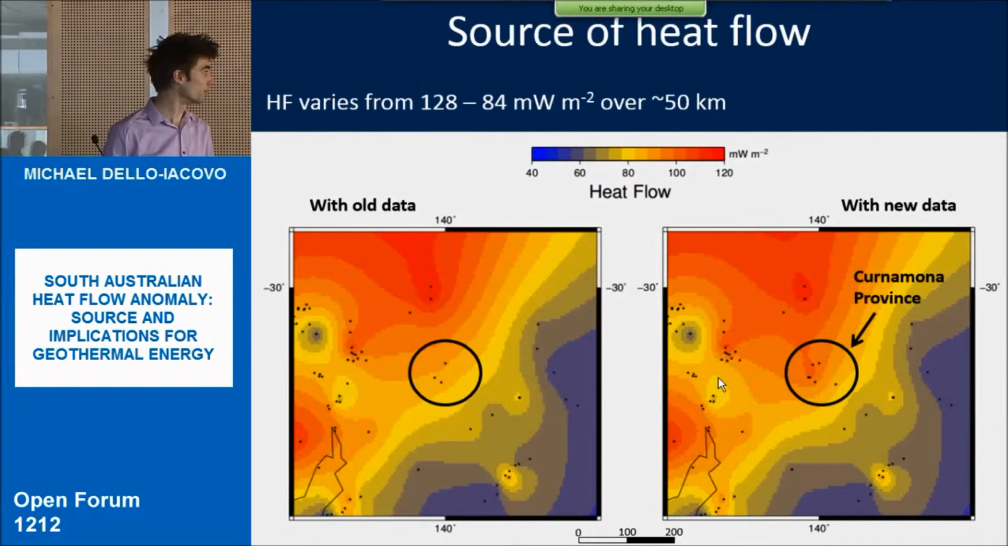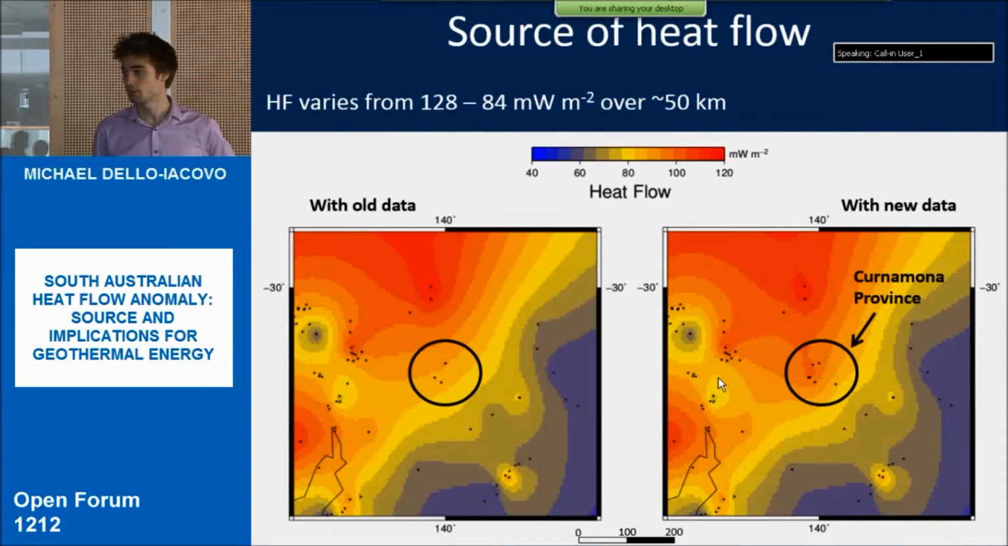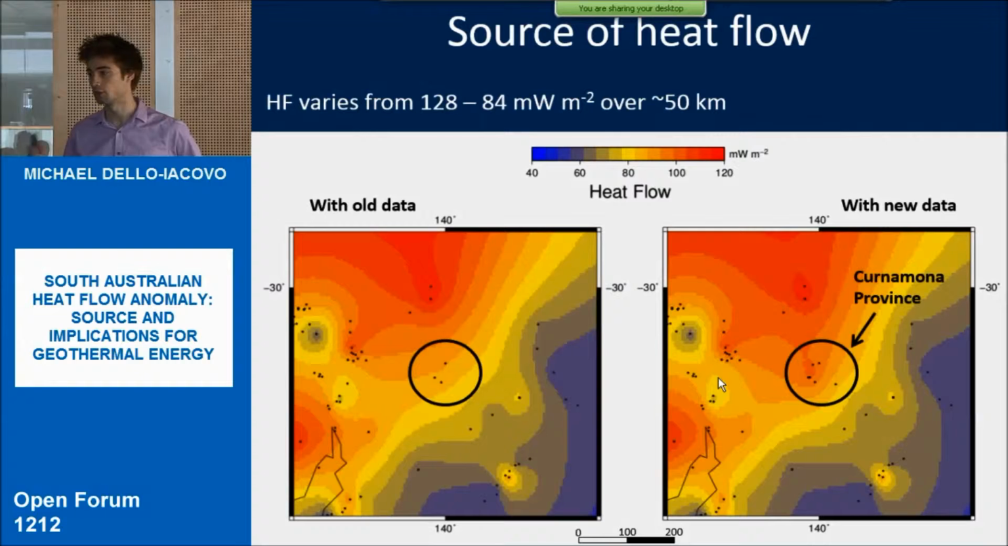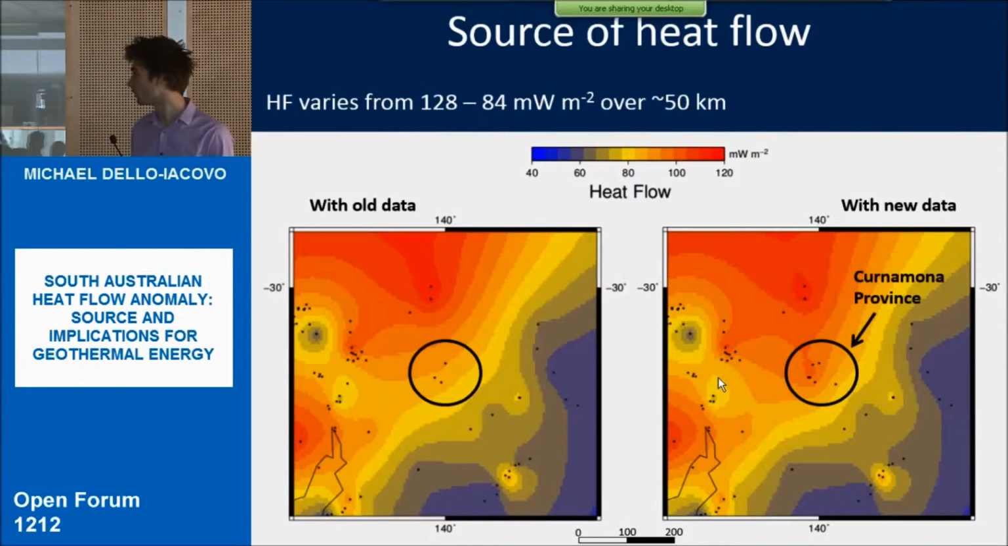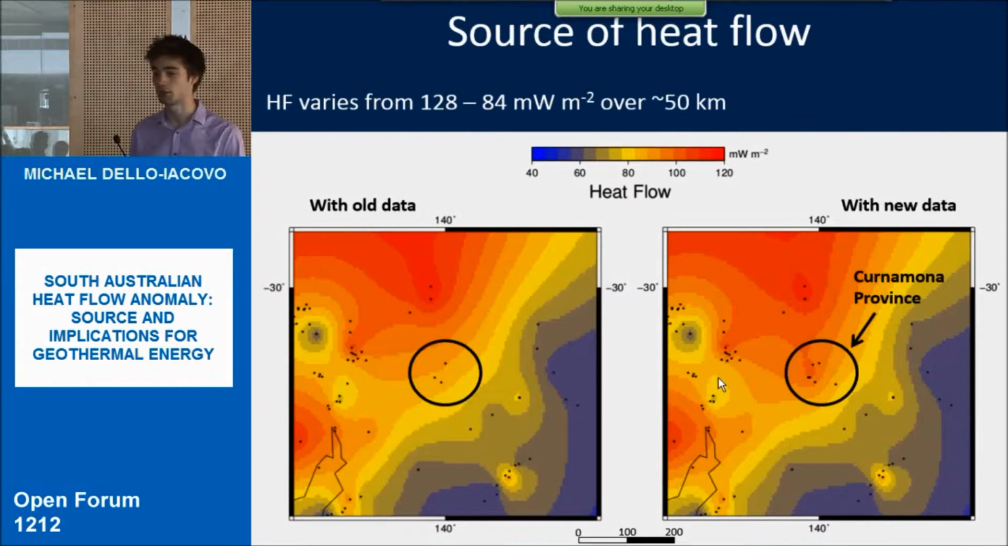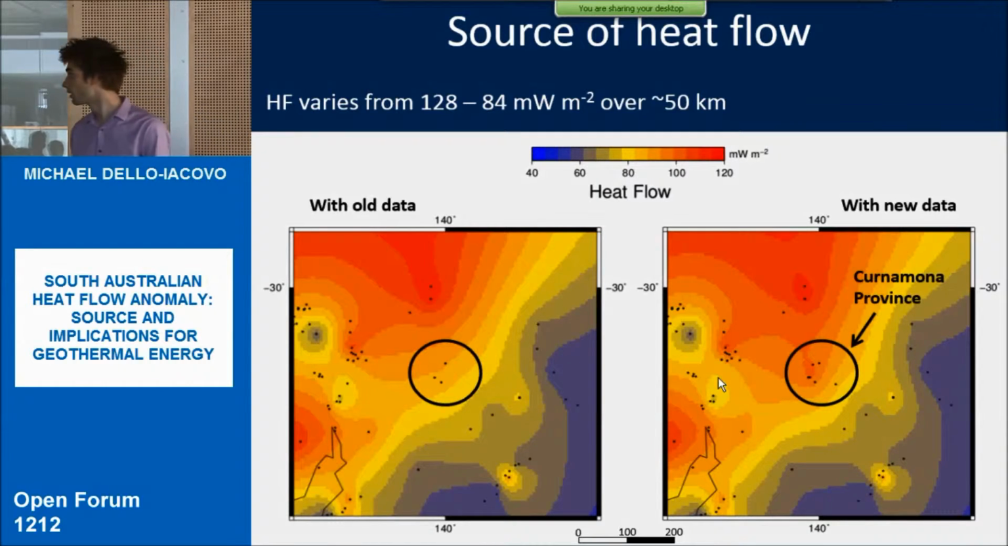So in the region of the Gawler Craton, this is the old data set before our new measurements, and on the right we have our new data set. It's relatively consistent with the existing data, but we've shown that high temperature, high heat flow extends a little further southeast than previously thought.